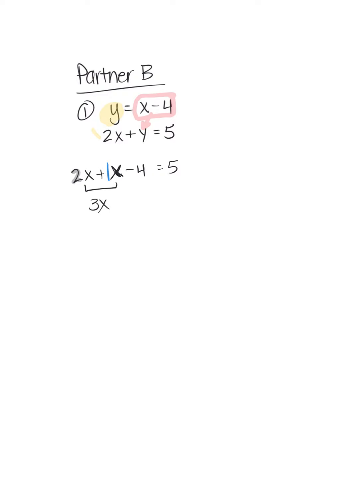Remember, there's a 1 there. So 2 plus 1 is 3. That's where that came from. Minus 4 is 5. And use my additive inverse. Those cancel out, so I have 3x is 9.